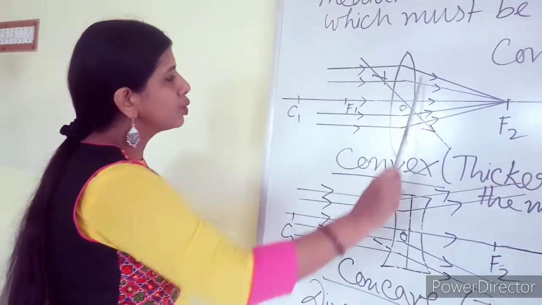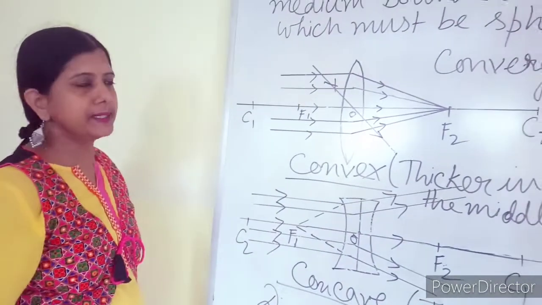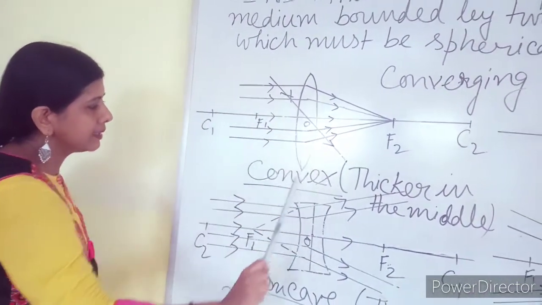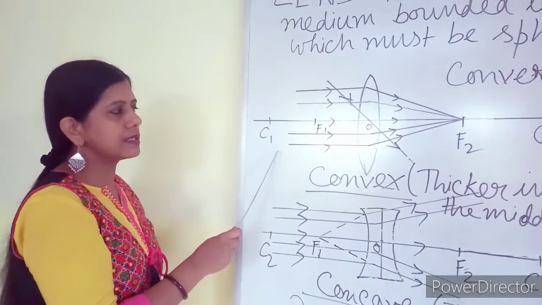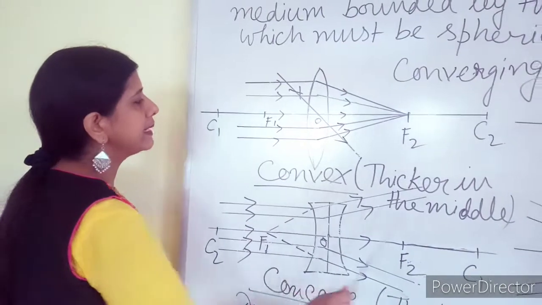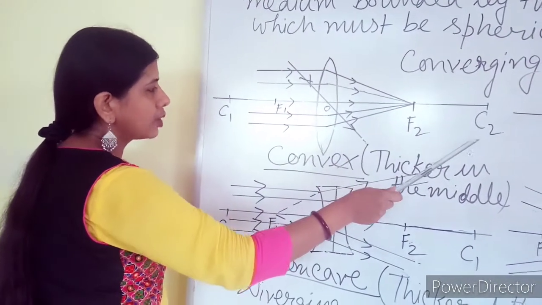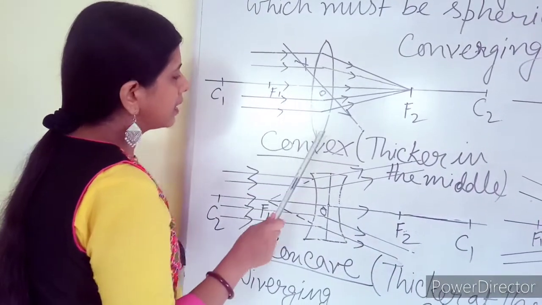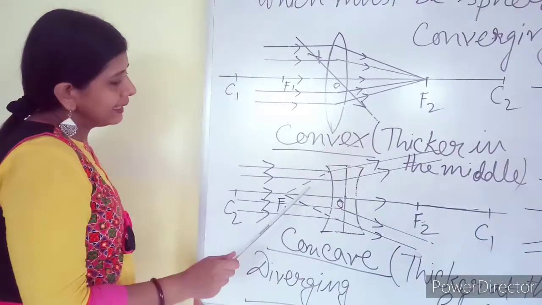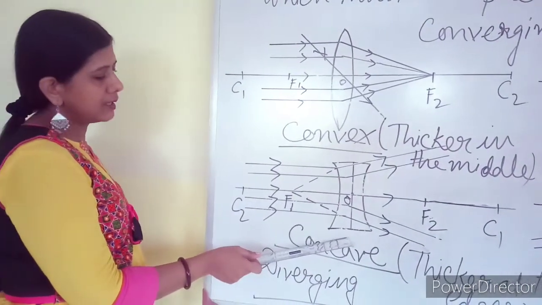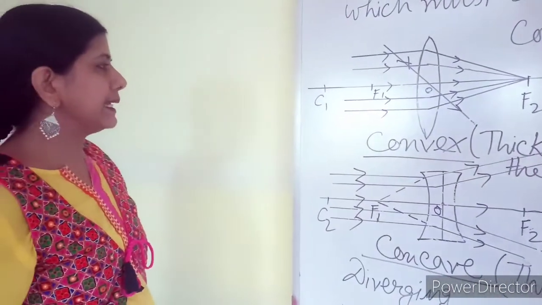Similarly, here two surfaces are there, so two centers of curvature will be there. If I complete this sphere, I am going to get the center of that sphere, that is called C1. If I complete the other sphere, I am going to get another center, that is the center of curvature C2. So in a lens there are two centers of curvature, C1 and C2. In this lens also and in this lens also, in both cases there are two centers of curvature. So this one is clear.